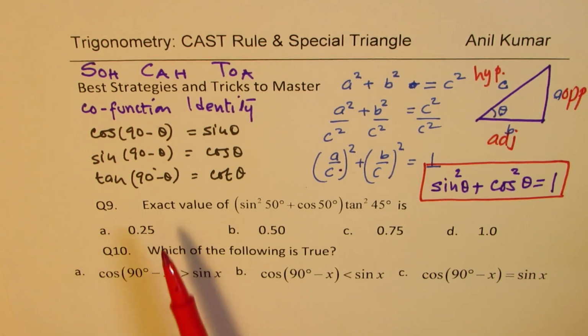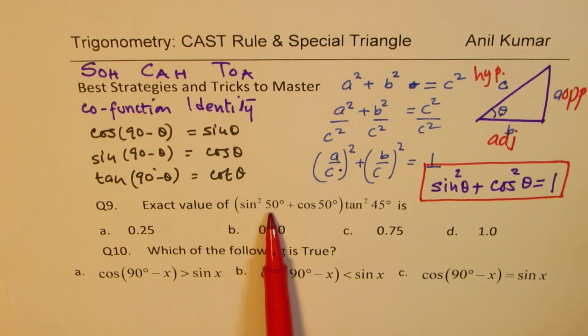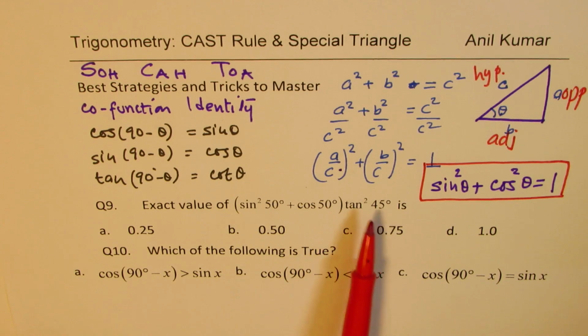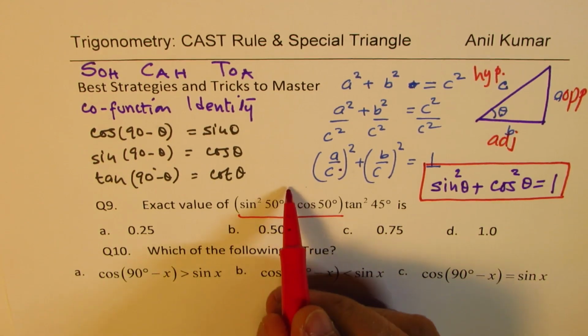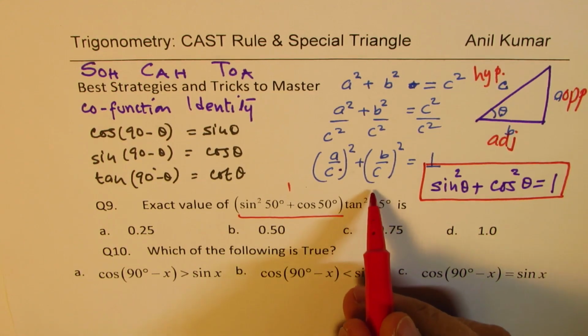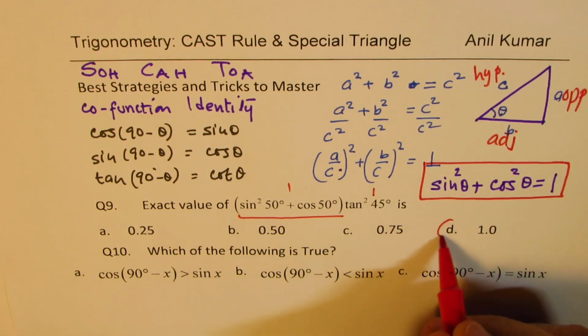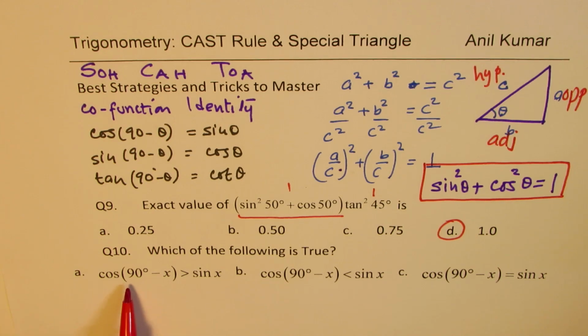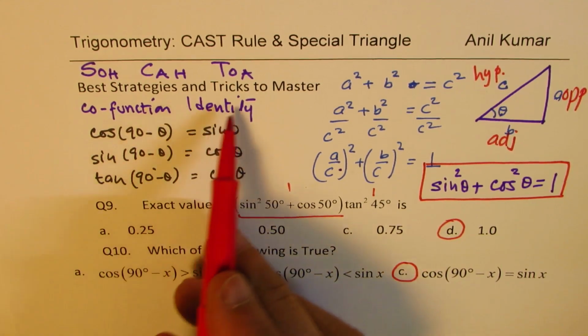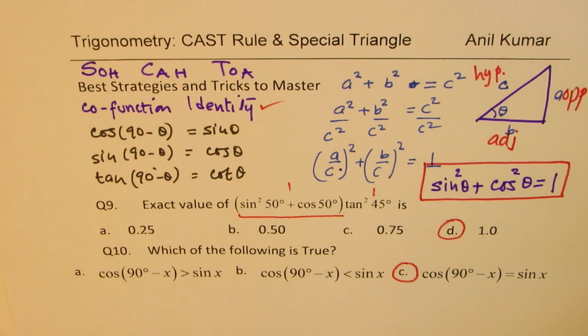Question number 9. The exact value of sine square 50 plus cos square 50 times tan square 45 is what? Well, we just learned this is 1 and tan 45 is also 1. So 1 times 1 should be 1. Do you see that? And question number 10 is the last one here, which is, which of the following is true? Cos of 90 degrees minus x is greater than x, or less than x, or equal to x. Of course it is equal. It is called the cofunction identity.